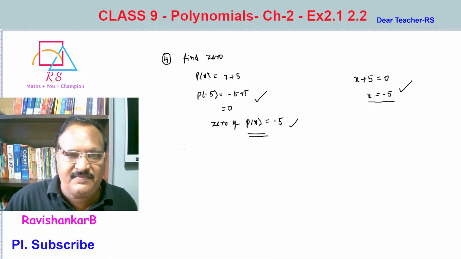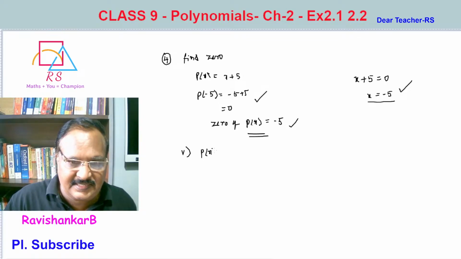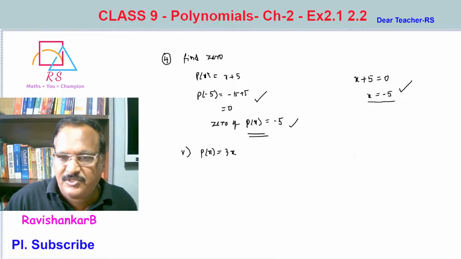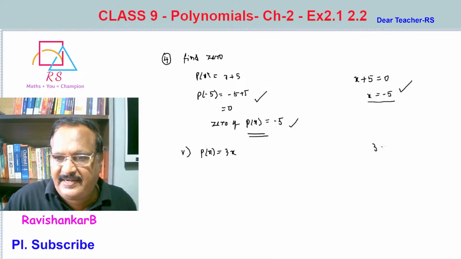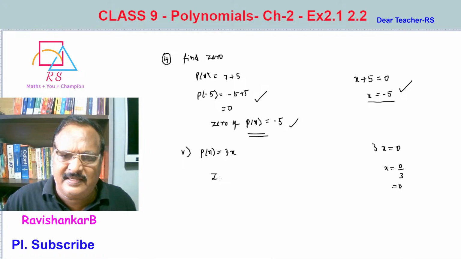If it is the 5th bit, p of x is equal to 3x. This question is also like this only. You equate it to 0 and x is equal to how much? 0 by 3, which is equal to 0. Therefore you can write directly: the zero of p of x is equal to 0.